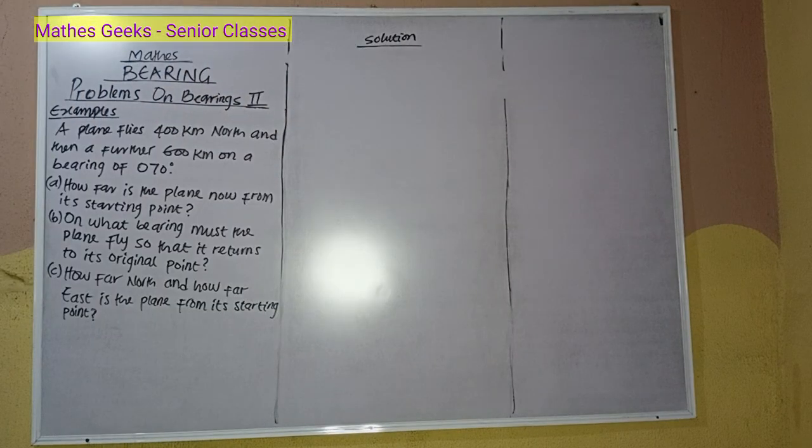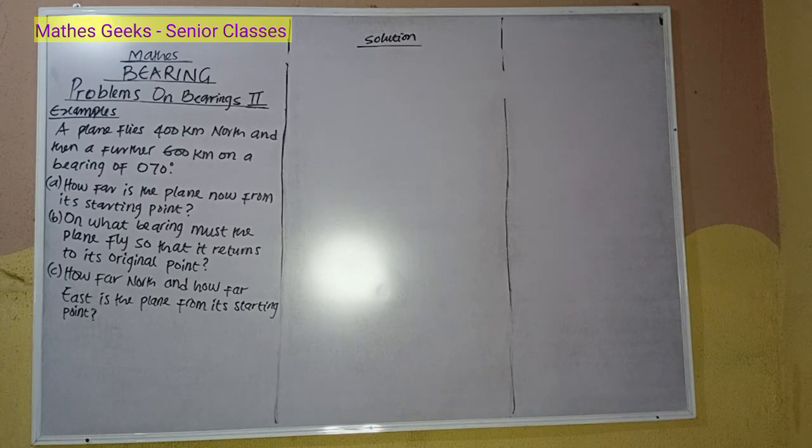A plane flies 400 kilometers north and then a further 600 kilometers on a bearing of 070 degrees. A. How far is the plane now from its starting point? B. On what bearing must the plane fly so that it returns to its original point? C. How far north and how far east is the plane from its starting point?